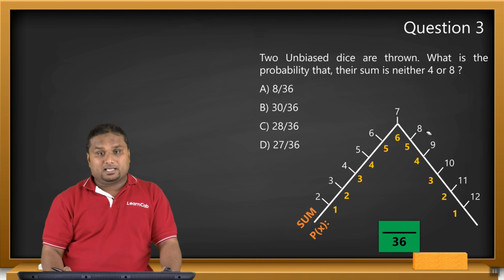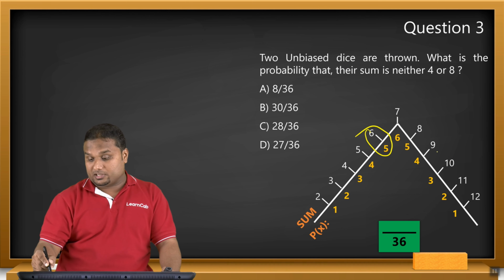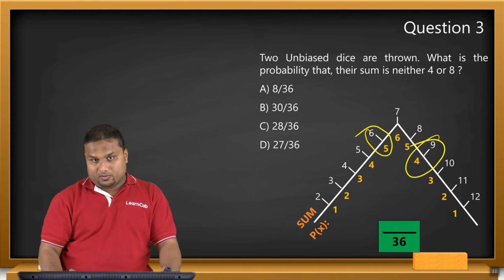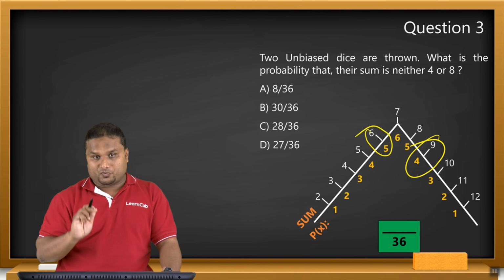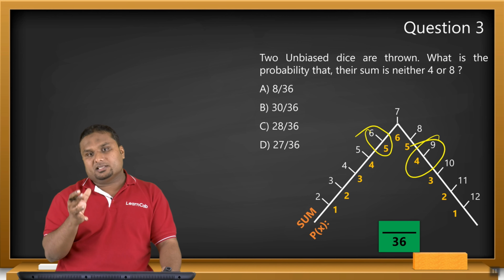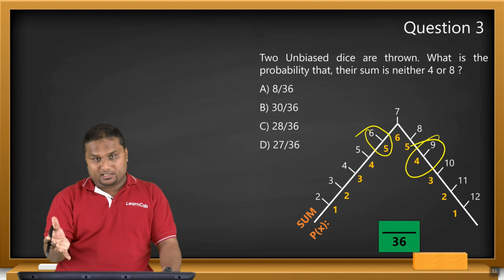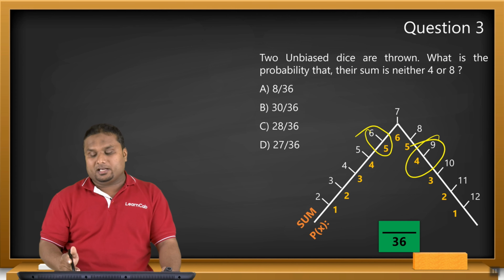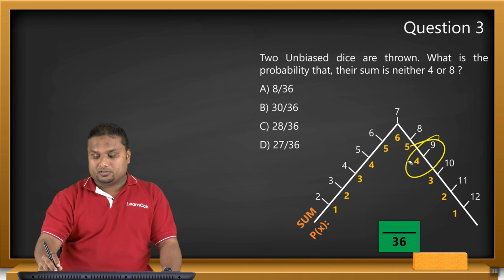Okay, what is the probability that their sum is neither 6 nor 9? This is another question, neither 6 nor 9. Now let's see. For 6 it is 5, for 9 it is 4, together it is 9. So the question is, what is the probability that their sum is neither 6 nor 9? The probability of either 6 or 9 is 9 by 36. So neither 6 nor 9 is 1 minus 9 by 36, which is nothing but 36 minus 9, that is 27. So 27 divided by 36 is the answer for this question.